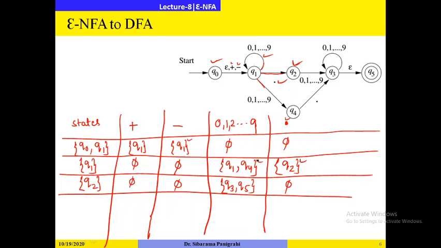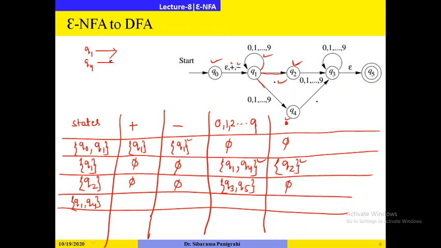So now there is a new state, that is Q1 Q4. So here what I will do? I will do Q1 Q4. So Q1 Q4 by taking plus as input. So here what I will do? I will have to check Q1. I will have to check Q4.